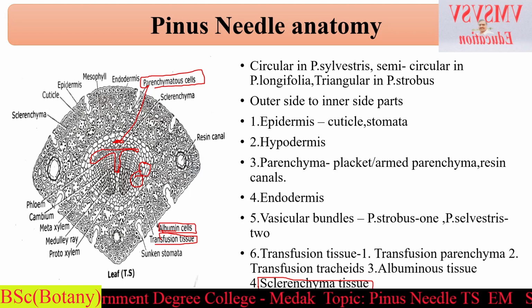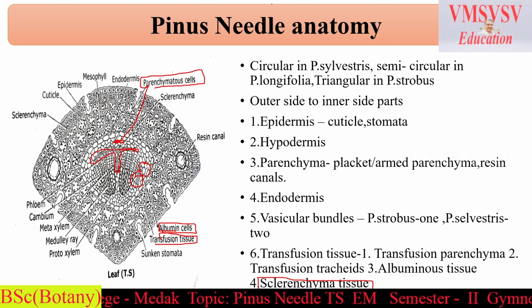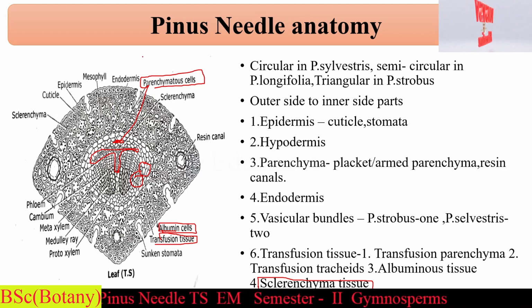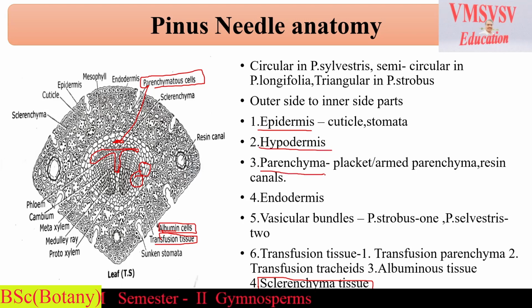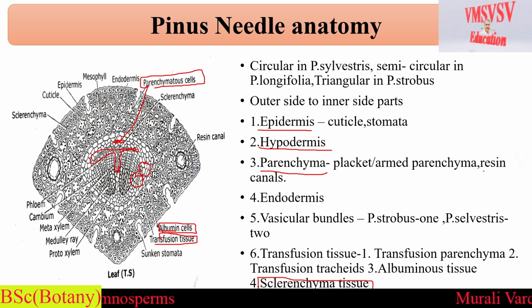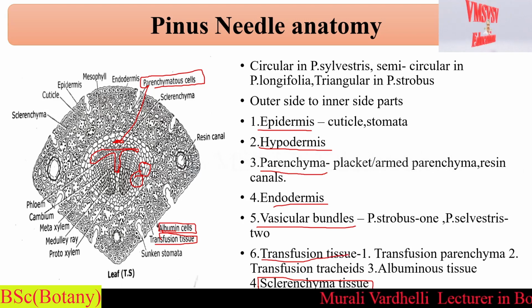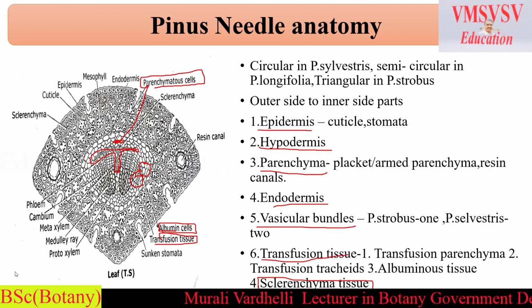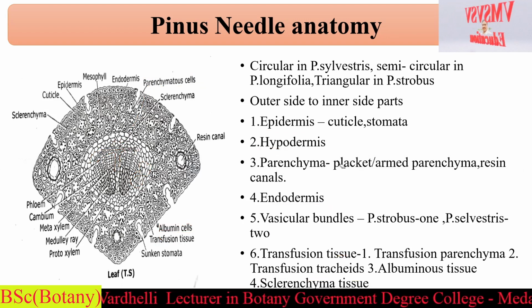Okay, these are the transfusion tissue. Now the parts from the outer side to the inner side: epidermis part, hypodermis part, mesophyll, that is palisade parenchyma, armed parenchyma, then endodermis part, vascular bundles and transfusion tissue. Okay, next, what are the xerophytic characters in this?